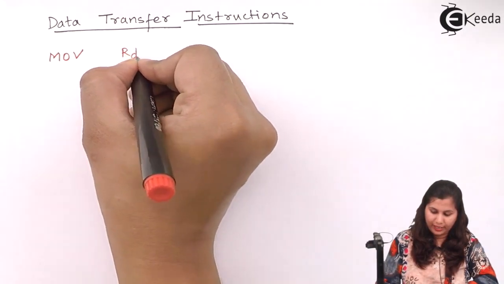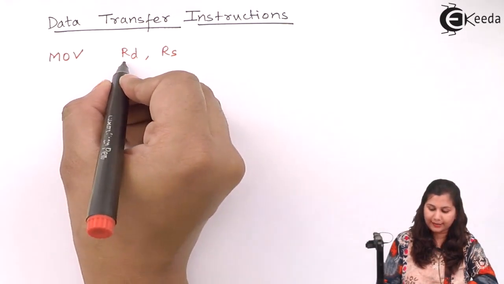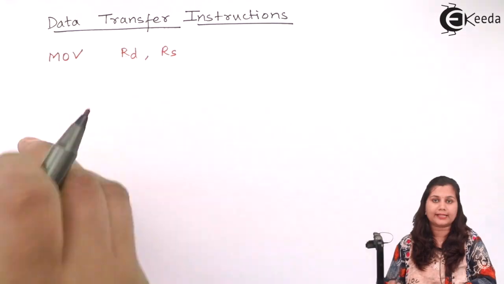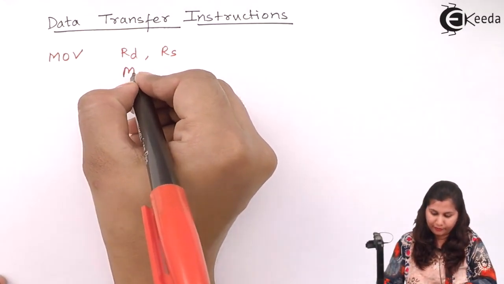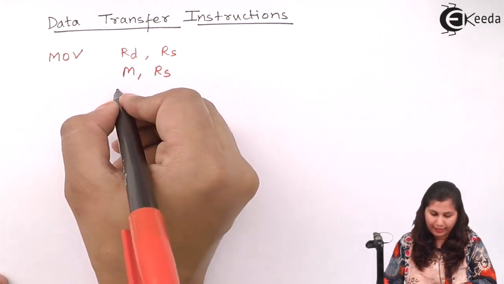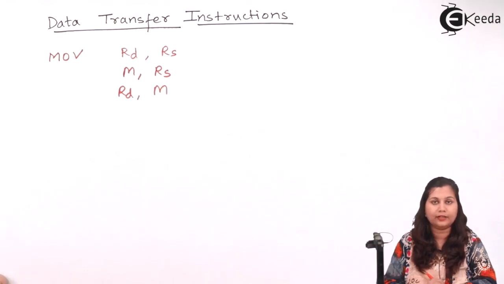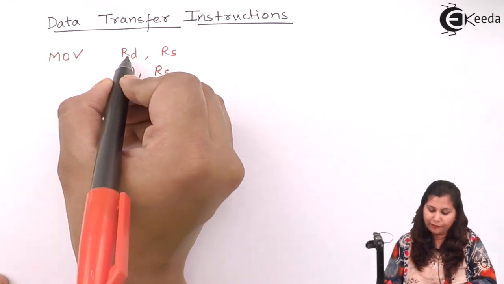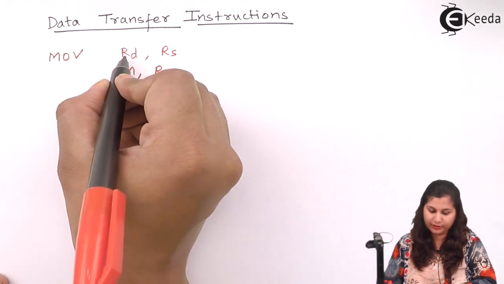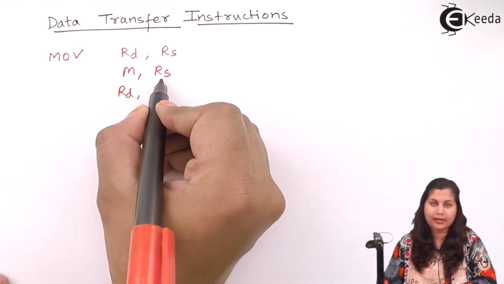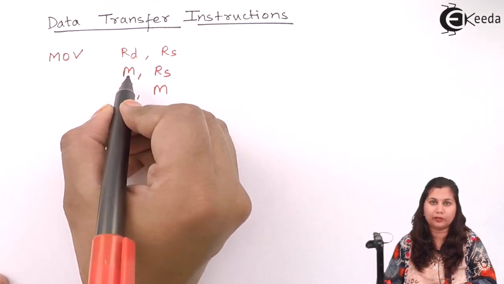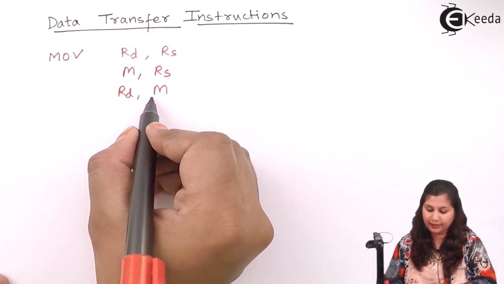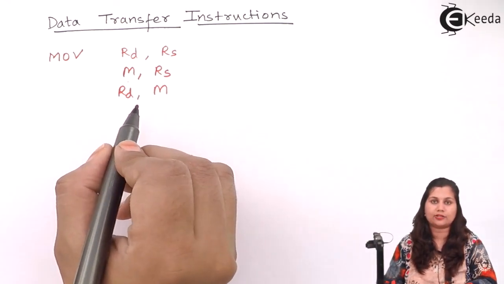So here we have RD and RS. RS is the source register and RD is the destination register. So the contents of the source register are transferred to the destination register. Also, we can have memory and the source register, and we can have a destination register and a memory location. So there can be three types of operands in this instruction. In the first, if we have MOV RD, RS, then the contents of the source register are copied to the destination register. If we have M and RS, then the contents of the source register are copied to the memory location. The address of the memory location is specified by the HL pair register. And if we have RD and M, then the contents of the memory location are copied into the destination register.